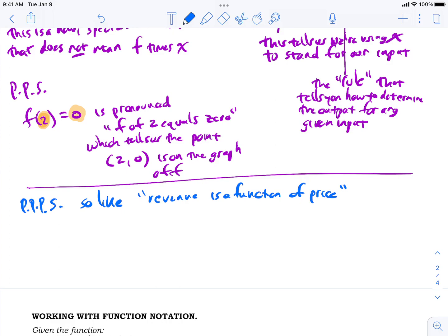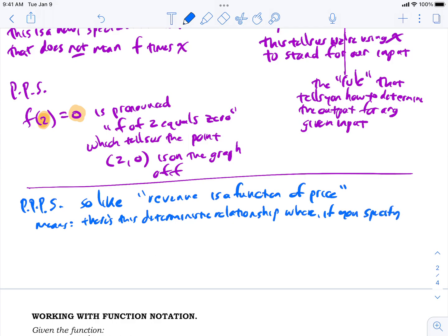It's saying that there's like this relationship in the background, there's this deterministic relationship. Not that it just depends on price, not that it's correlated with price, not that it's got something to do with it, but that there's this deterministic relationship where if you actually specify the price, if you give me the price, that tells you exactly what the revenue is. That's what a function is.